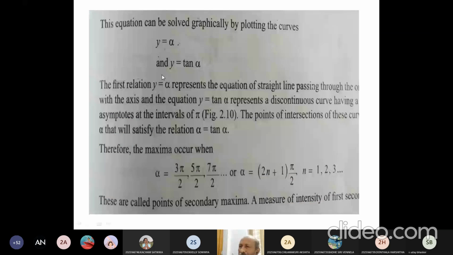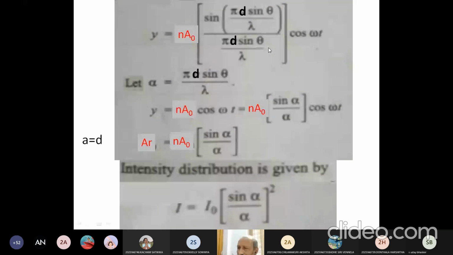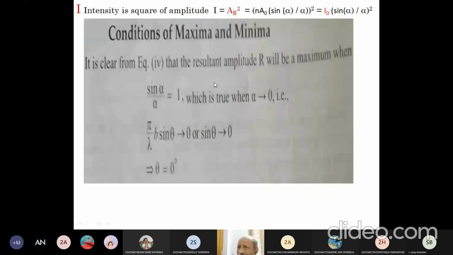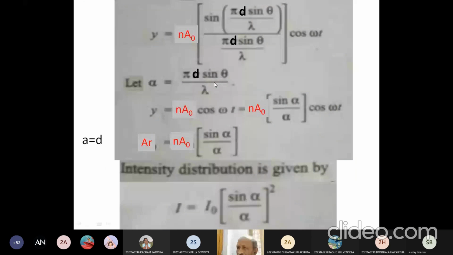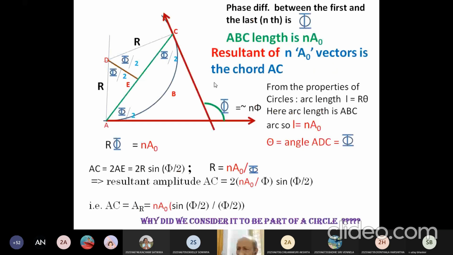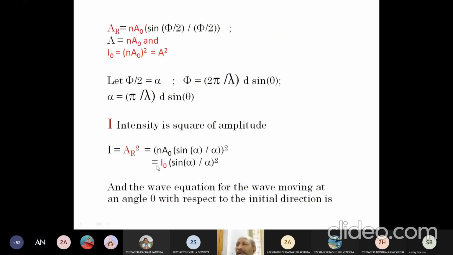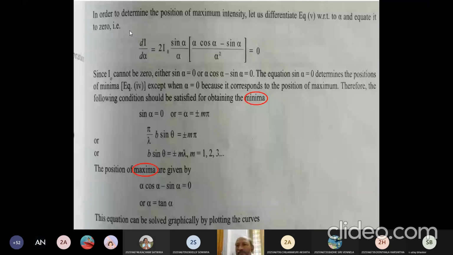You can skip this part, this slide, and this slide also. You can skip these two slides. From this slide you can directly go to this slide and say you will get minimas and maximas when di by d alpha is equal to 0, and this is possible in three cases: one, alpha is equal to 0; two, sin alpha is equal to 0; and three, alpha cos alpha minus sin alpha is equal to 0. These are the three conditions on which you get di by d alpha equal to 0.